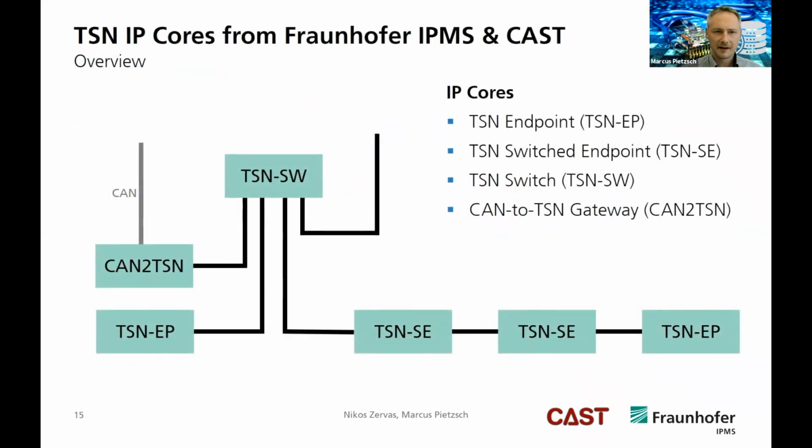So, about TSN cast and Fraunhofer IPMS. There are several TSN enabled IP cores which we offer. First to mention, there's the TSN endpoint core, which is basically used as a network endpoint with TSN capability. Next on the list is the TSN switched endpoint, which is enabling daisy chain applications or even ring topology and the like. The more complex solution, the TSN switch, can be seen over here, which is an infrastructure component, a TSN enabled switch IP core with optional host port functionality. And then we also offer a CAN to TSN gateway, which is enabling bridging between TSN and CAN networks.